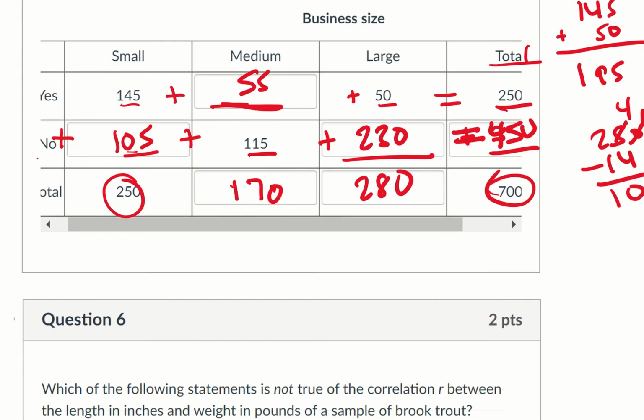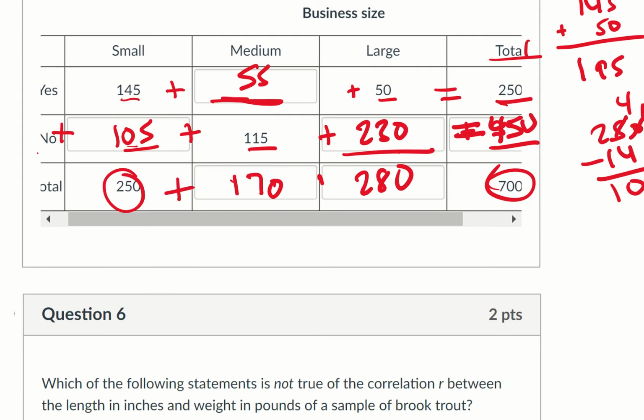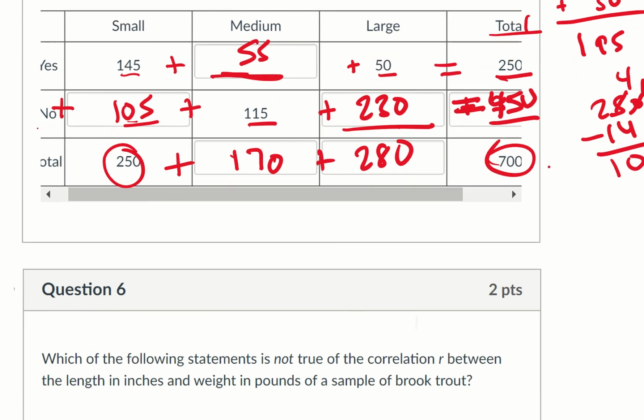And so if we were to add these three numbers together, we should get 700. And in fact, we do end up getting 700. So this does check out.